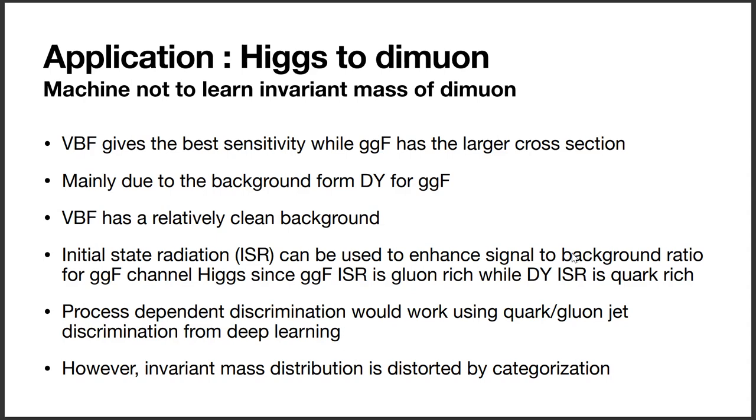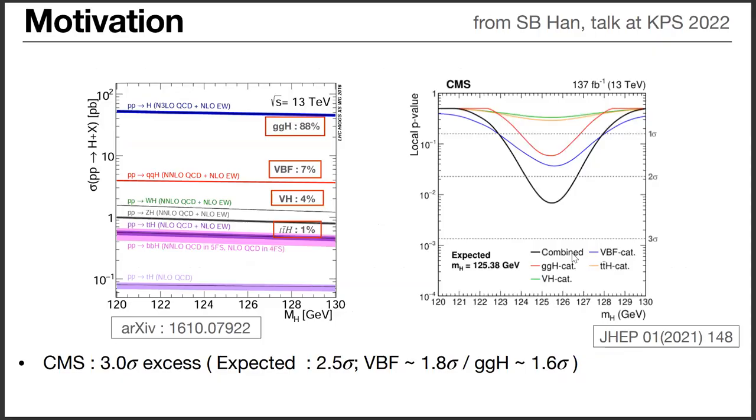So we were working on this Higgs to dimuon process for many years, before this three sigma observation, because we thought that this is the most interesting channel to observe BSM or confirm the SM. And in doing so, the main observation is that although the Higgs production is dominated by gluon-gluon fusion, this Higgs to dimuon is analyzed by vector boson fusion, which is 10 times smaller cross-section.